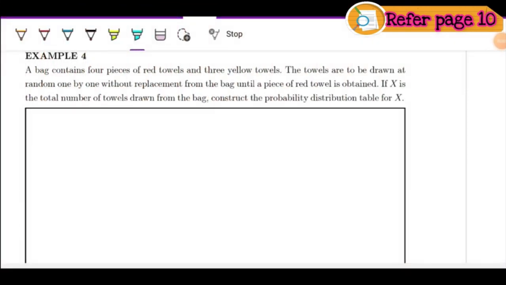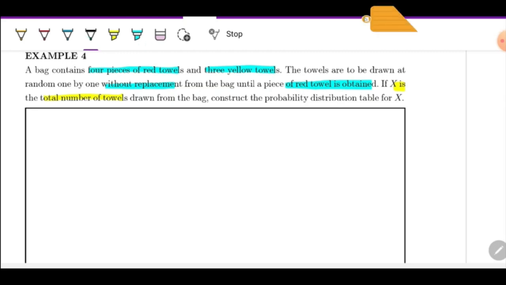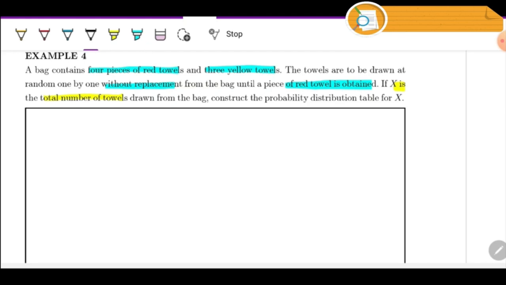Example 4. Read the question carefully. A bag contains 4 pieces of red towels and 3 yellow towels. The towels are to be drawn at random one by one without replacement from the bag until a piece of red towel is obtained. X is the total number of towels drawn from the bag. Construct the probability distribution table for X. So firstly, we list down the number of towels. So we have 4 red towels and 3 yellow towels.